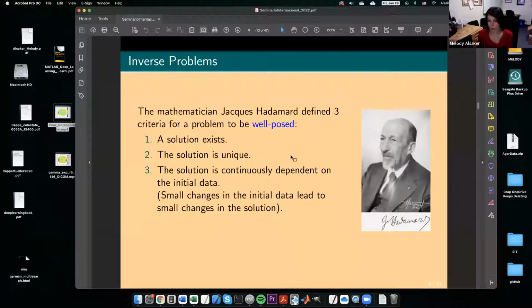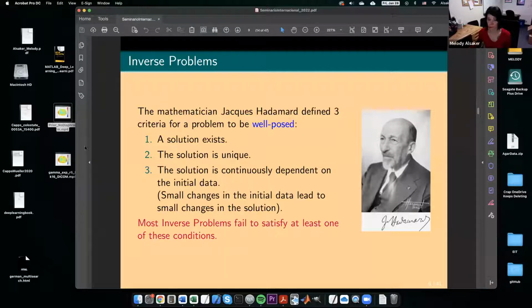So a well-posed problem, as defined by mathematician Jacques Hadamard, has to meet all three of these criteria. Number one, a solution needs to exist. The solution needs to be unique, and the solution needs to be continuously dependent on the initial data, so that small changes in the initial data and the inputs to the problem lead to correspondingly small changes in the outputs. And the fact is that most inverse problems fail to satisfy at least one of these conditions.